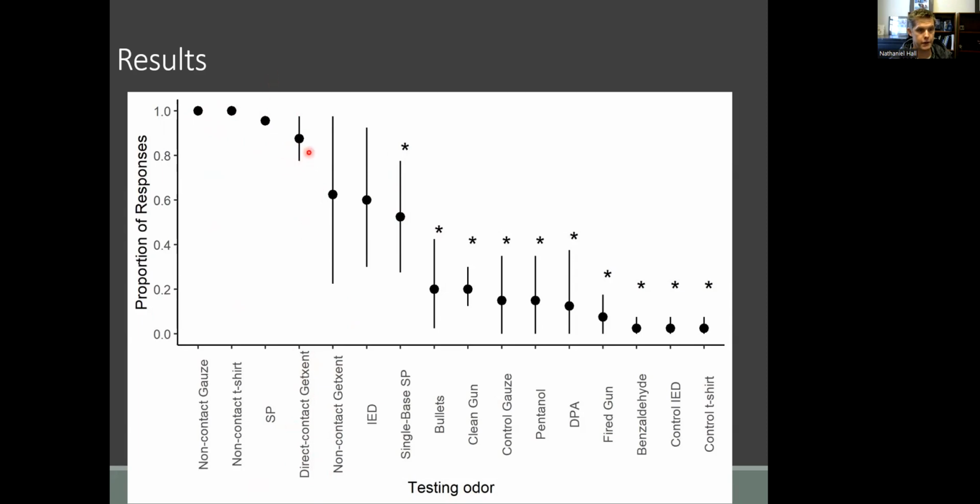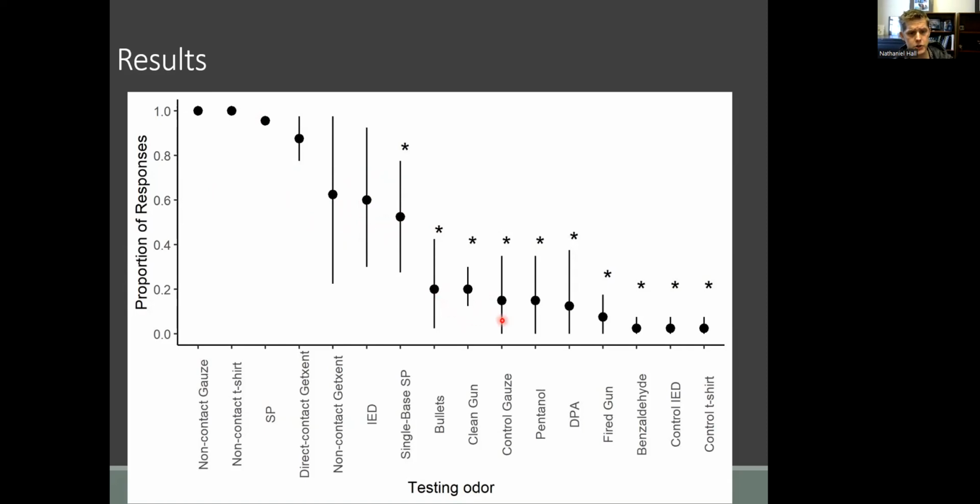If it had direct contact with smokeless powder, we got good responses. If it was done non-contact, similar to the cotton or the gauze, we saw a bit of a decrease of response, so that it was responding about 60% of the time. We packed up PVC full of smokeless powder, sealed that up, and then put different electronics in it. We had about a 60% hit rate to that. Single base smokeless powder, we had about a 55% response rate.